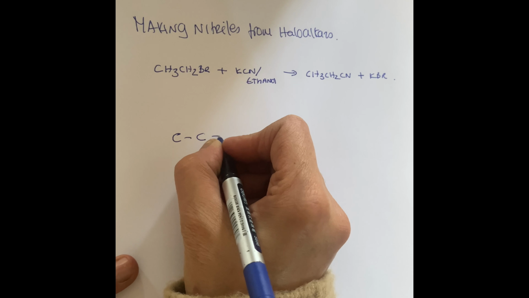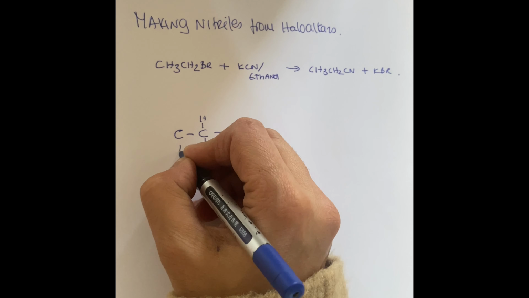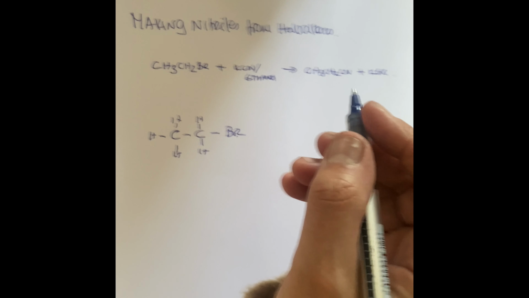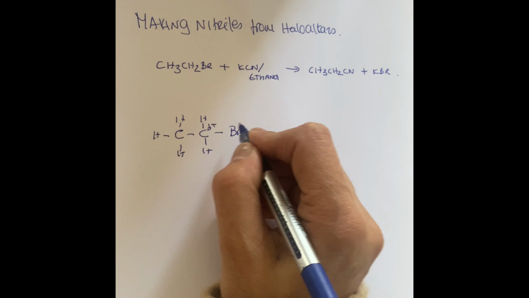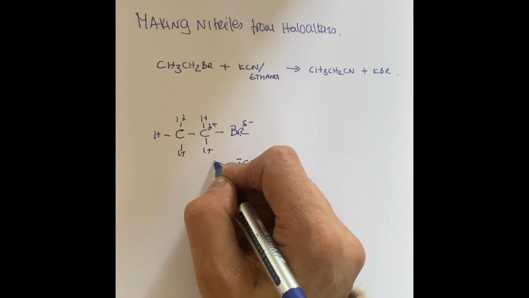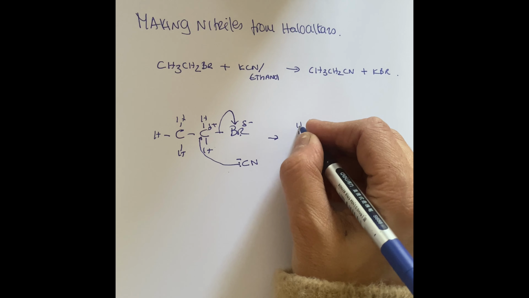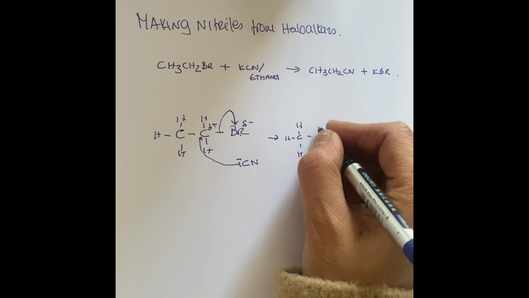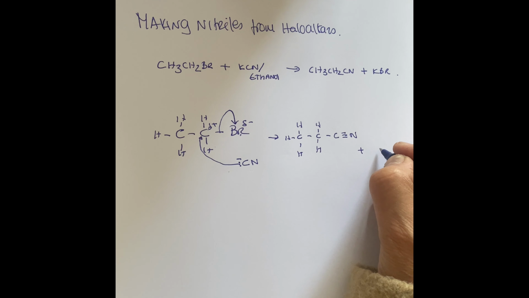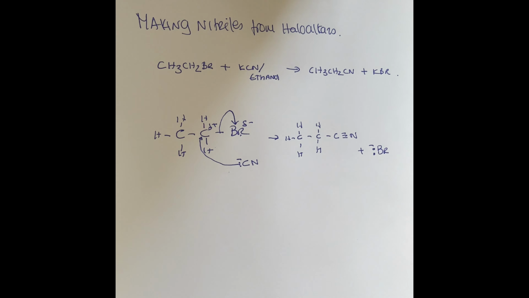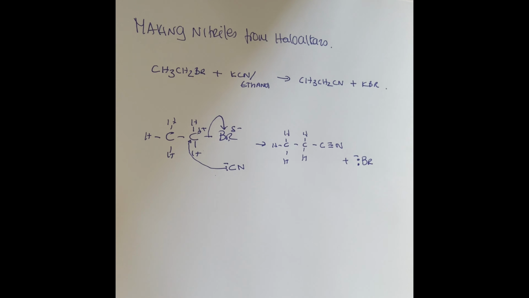So you got 1, 2, like that. Then you have your CN minus with a lone pair there. So the same thing happens. The CN will attack your carbon and the bond will break. So you end up with your CH3, CH2, and C triple bond N, plus you have your Br minus leaving. So that's how you do that mechanism. It's the same as before, but it's with CN, so you make a nitrile.